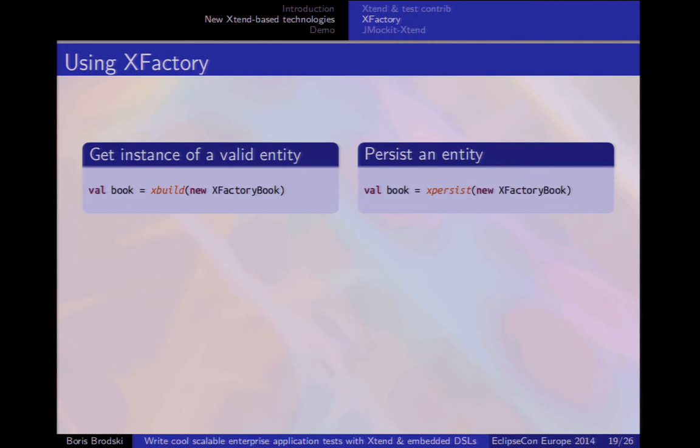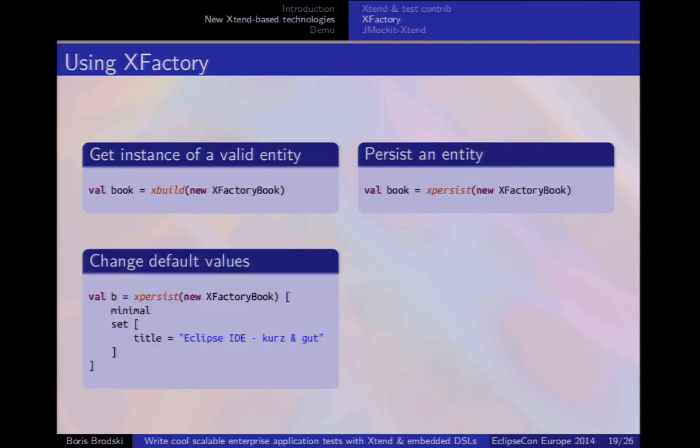call our test method. But if we're interested in particular details of our objects, we can pass a closure, call minimal, and this will ensure that every constraint is satisfied within the database, and then we set a title here. And imagine having this code in your test, focusing on what is important for your test. So this improves the readability of your test. All other attributes are set but not important, and so you don't have to write them.